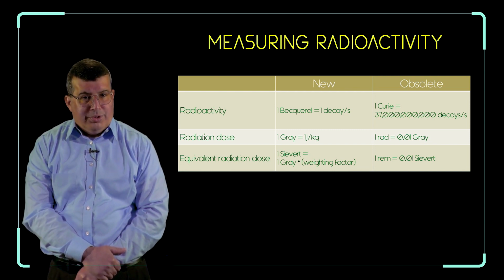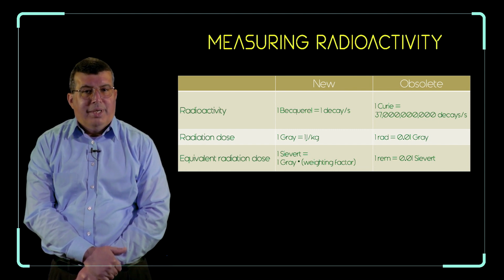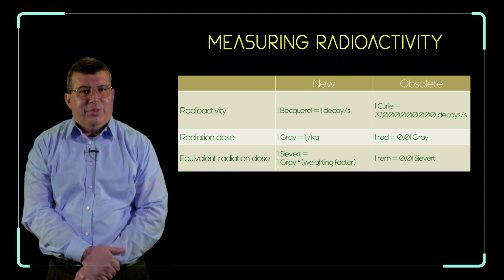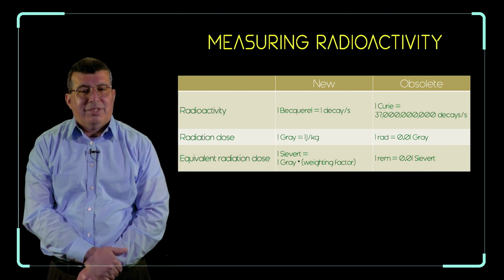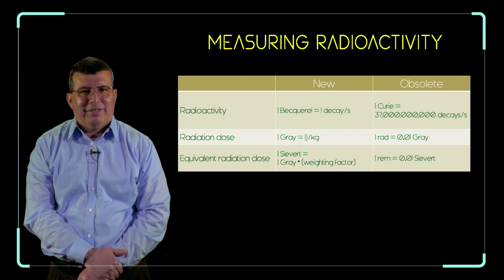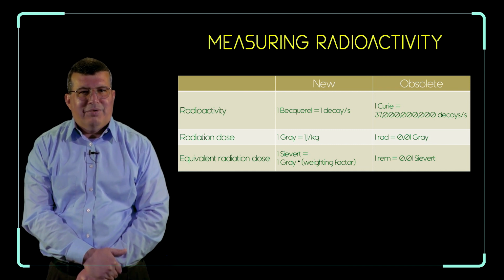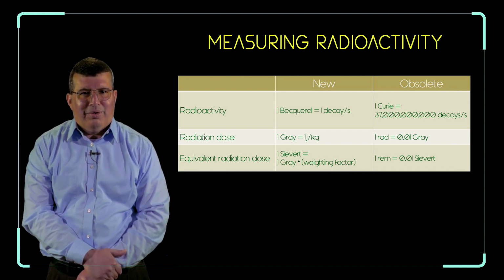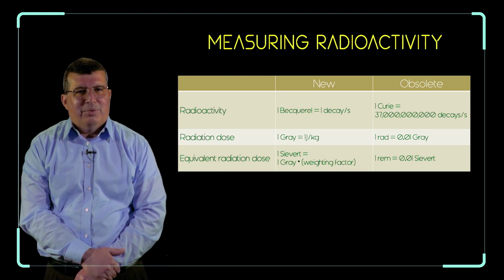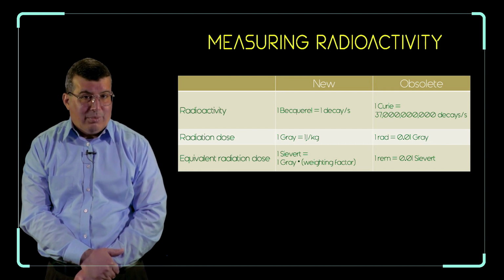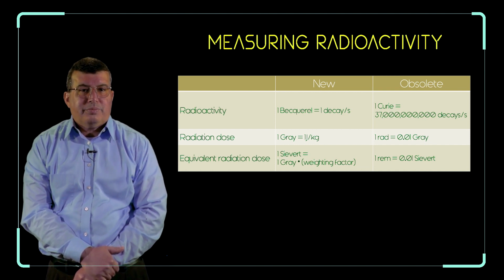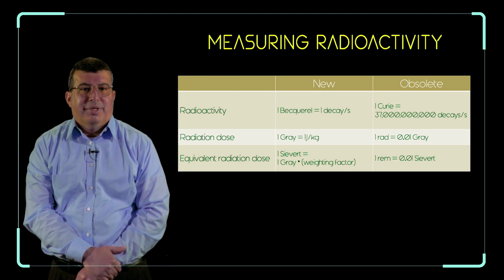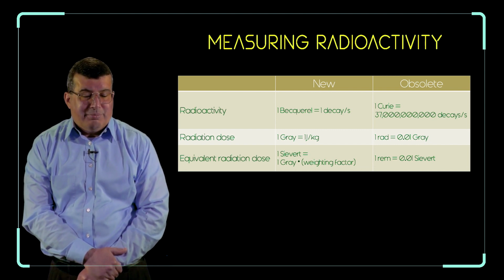Now the old unit is a curie, and 1 curie is actually 37 billion decays per second. So 37 billion becquerel is a curie. That is actually a lot. So a radioactive source with a radioactivity of 1 curie is highly radioactive. Normally in the laboratory, we will have sources with microcurie radioactivity. So thousands of becquerels, as opposed to billions of becquerels.